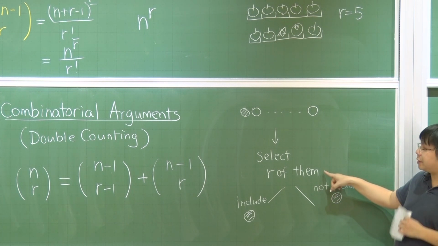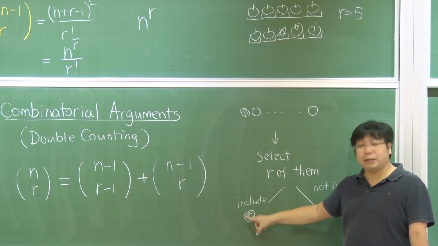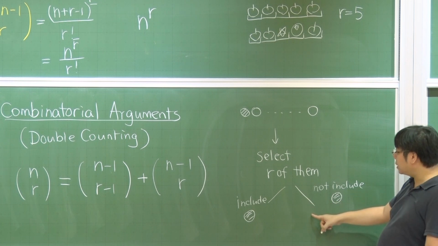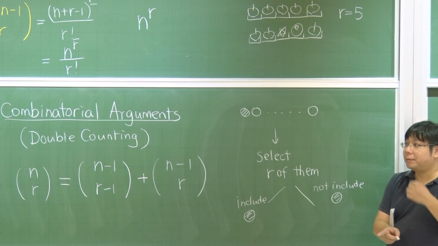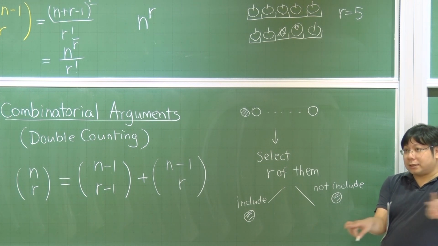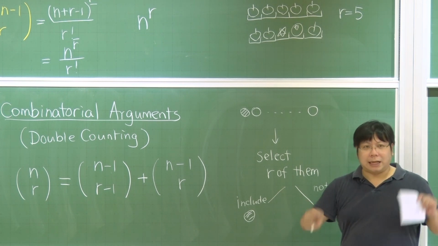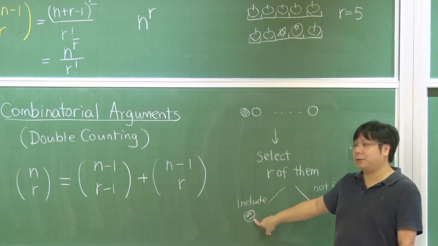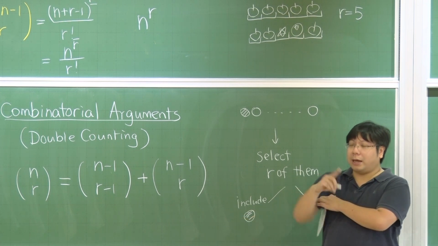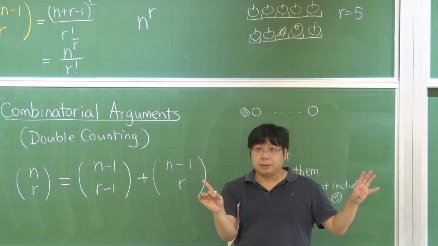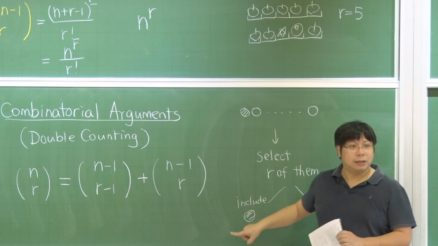Now the total number of ways to select R objects must be equal to the number of ways to select R objects including this one, plus the number of ways of selecting R objects without this one. Is that okay? This is the rule of sum. There are 2 cases, and these 2 cases are disjoint. So how many ways are there? I want to select R objects, and it has to include this one. Altogether n objects, and I want to select R objects from them, but it has to include this one inside.